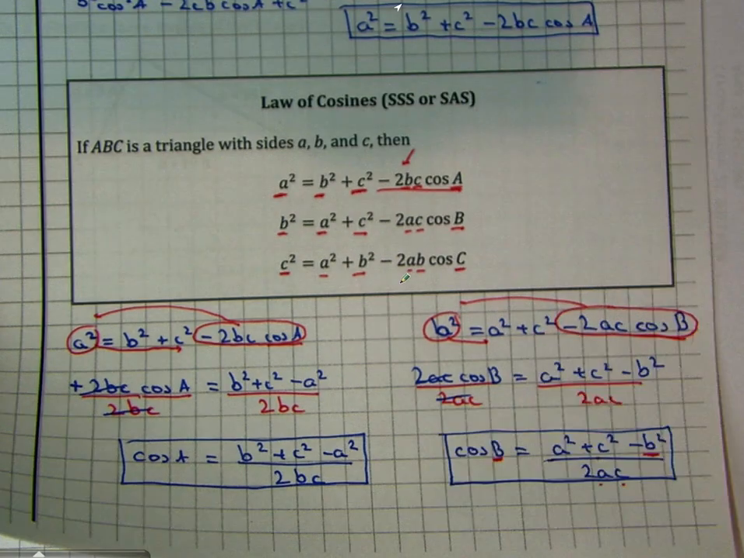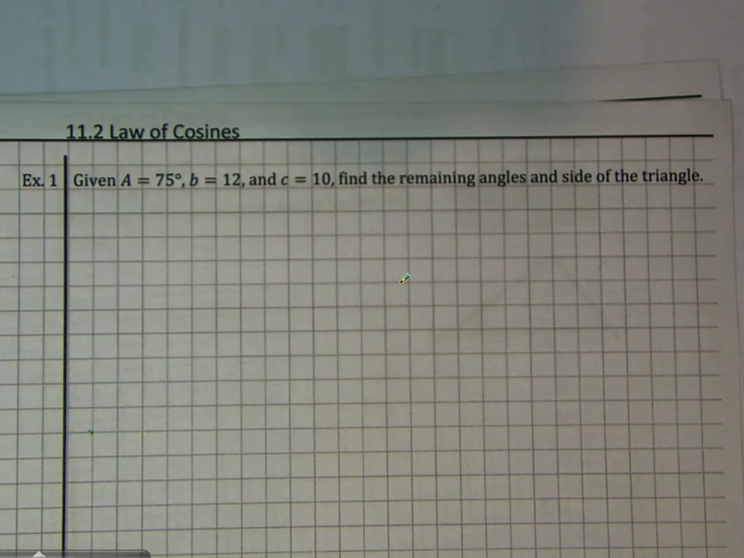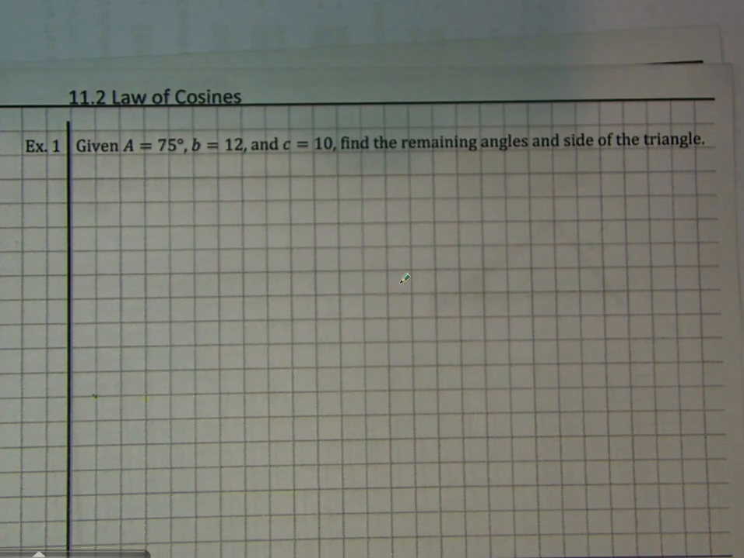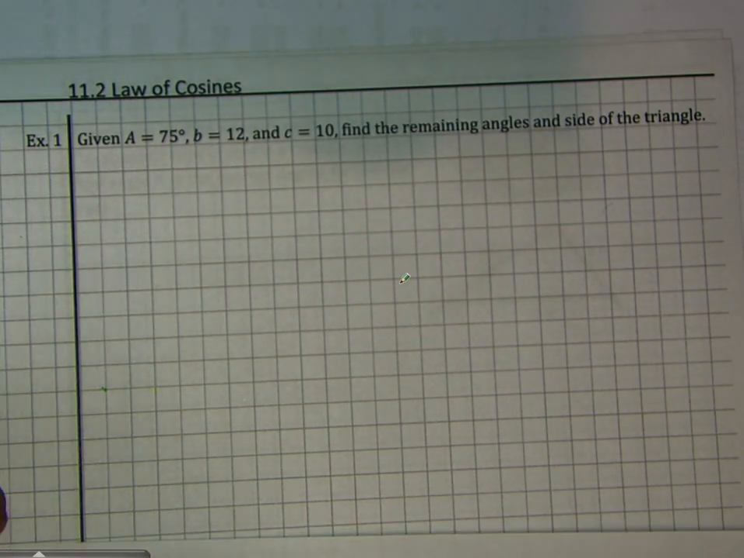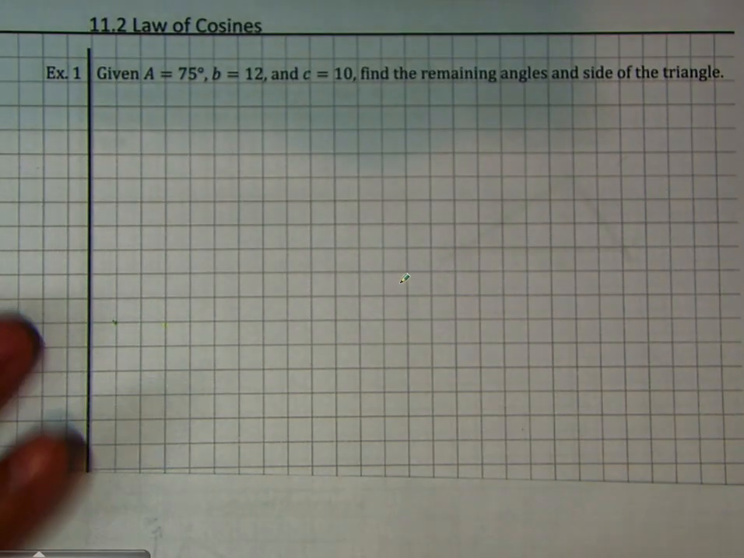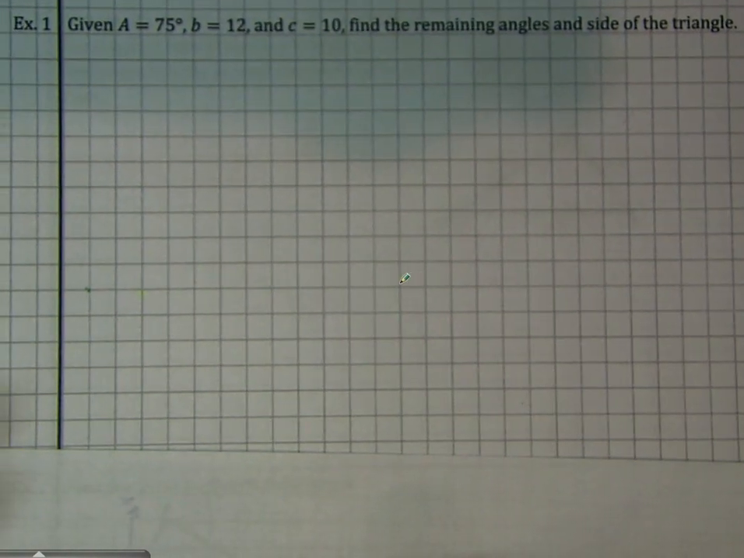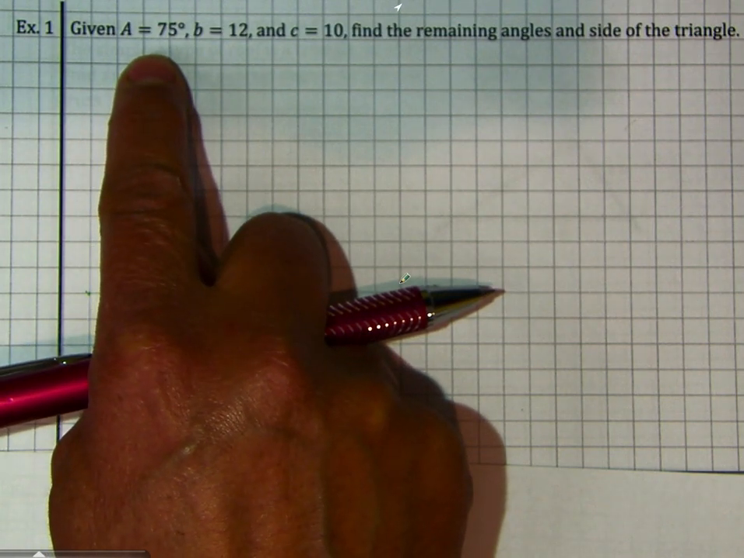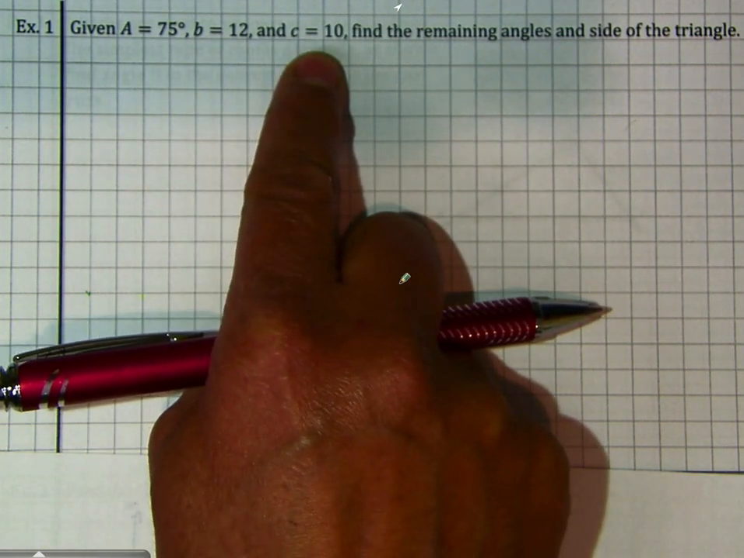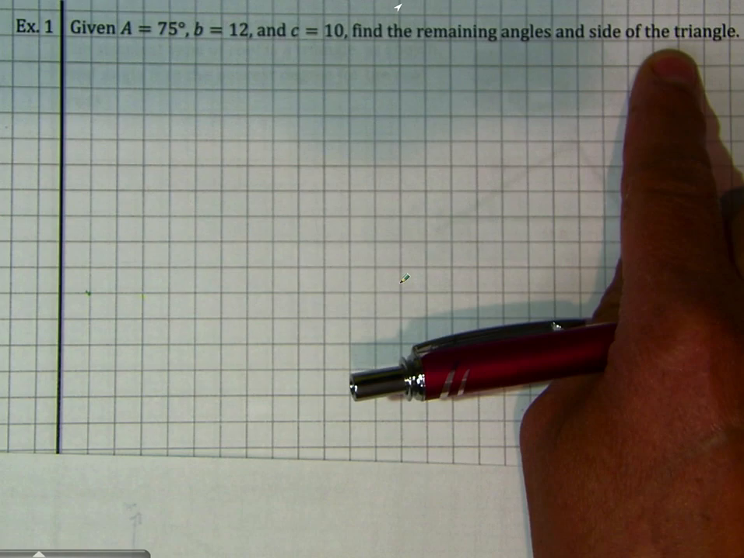Now let's go to example number 1. Go and take the time to copy it down, and then once you're ready, we can start. Go and pause it. So example number 1. Given angle A to be 75 degrees, B is 12 units, and C is 10 units, find the remaining angles and sides of the triangle, and the one side that we're missing.